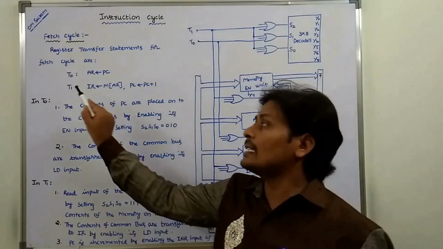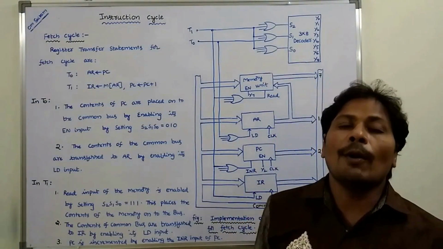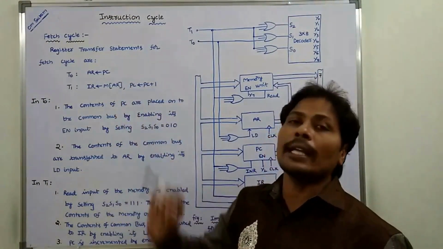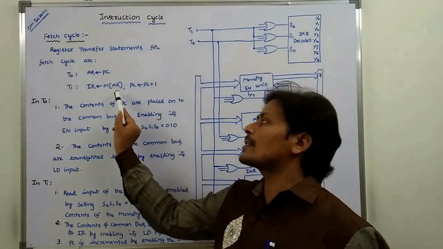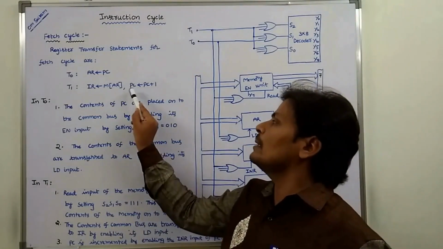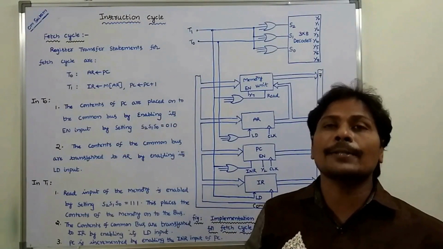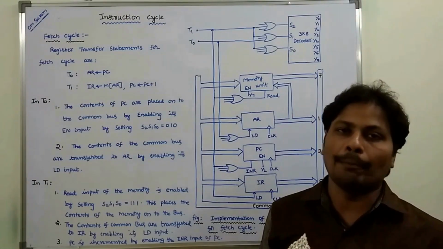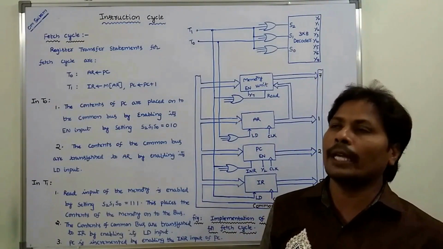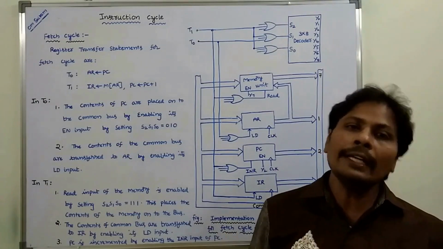Next at timing signal T1, whatever the address that is transferred to the address register, that address is read from the memory. Whatever the instruction is there in that address, that instruction is transferred to the instruction register IR. At that time, PC value is incremented by 1. So now PC points to the address of the next instruction in the program. These two operations can be done at timing signal T1.